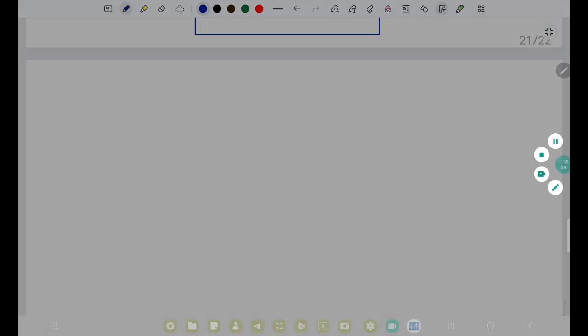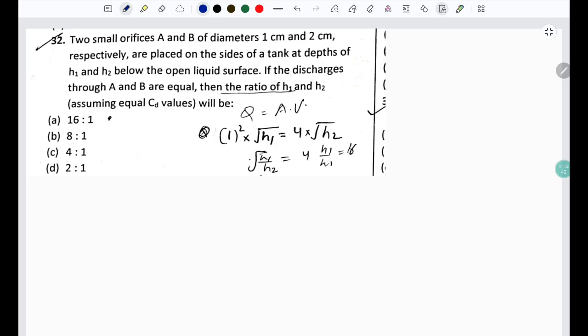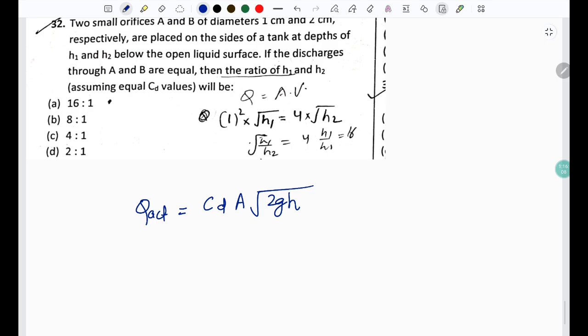Let's see the next question. Here is another comparison based question, where it says that two small orifices A and B of dia 1 cm and 2 cm are respectively placed on the sides of the tank at depth H1 and H2 below the open liquid surface. If the discharge is equal, we know the discharge actual in an orifice is given by CD A into root 2GH, where velocity is given by root 2GH. Therefore, they have also mentioned that if the discharges are equal, then the ratio of H1 by H2, assuming CD is constant.